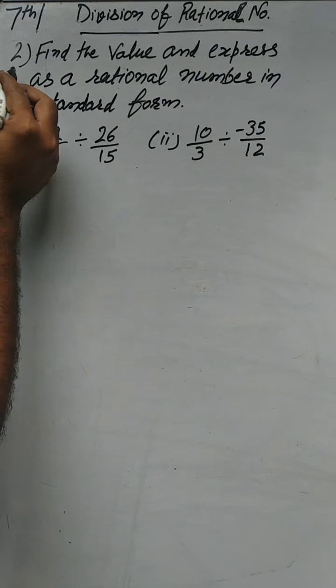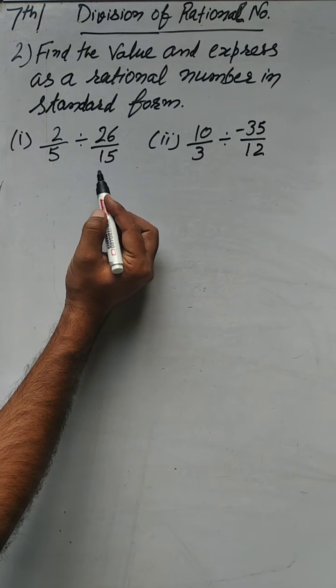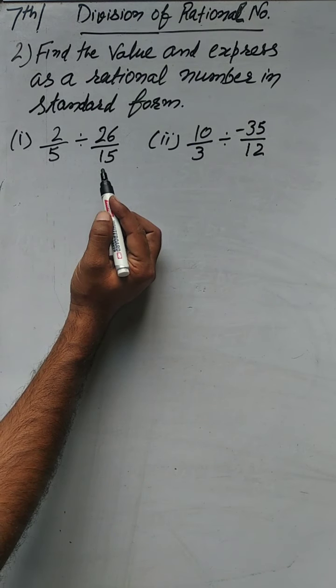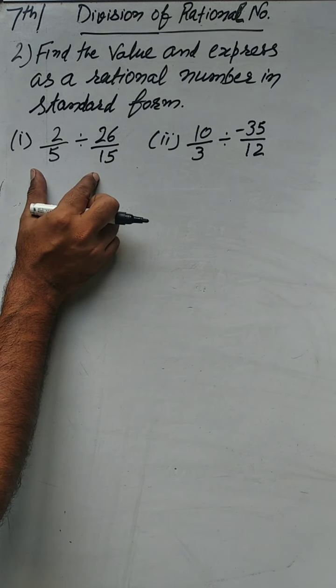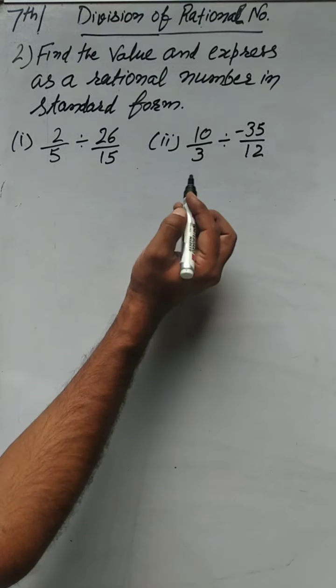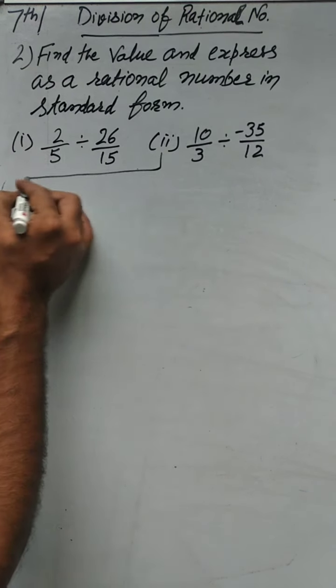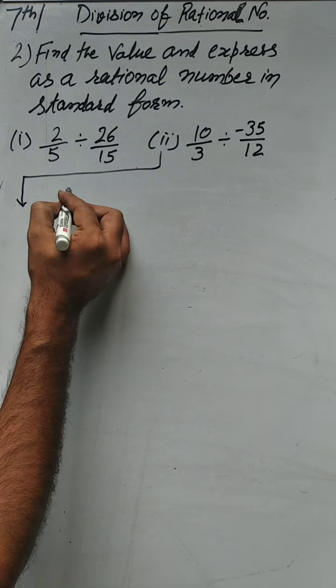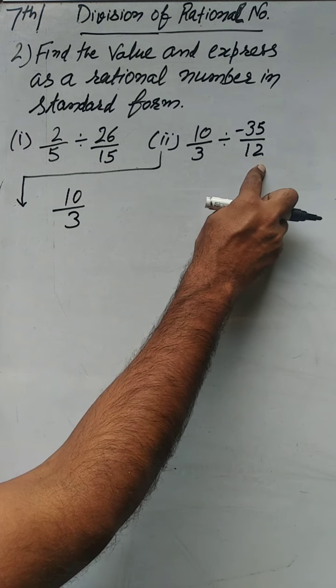Yes beta, question second. Find the value and express as a rational number in standard form. Means you have to solve and your answer should be in the standard form. Now beta, first part is very easy, you can easily solve. Similarly second part, but I am explaining part second here. Now look here, 10 upon 3 divided by minus 35 upon 12.